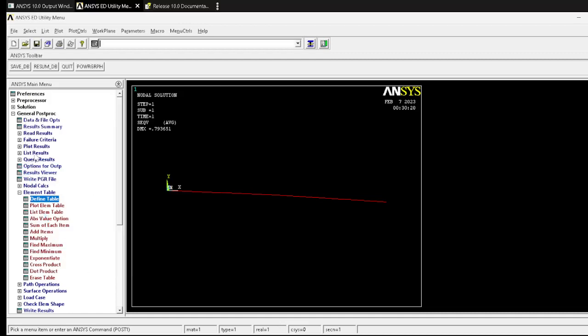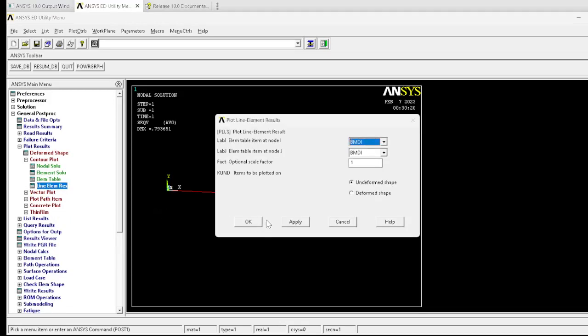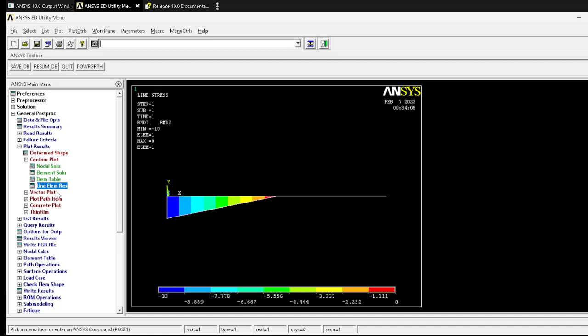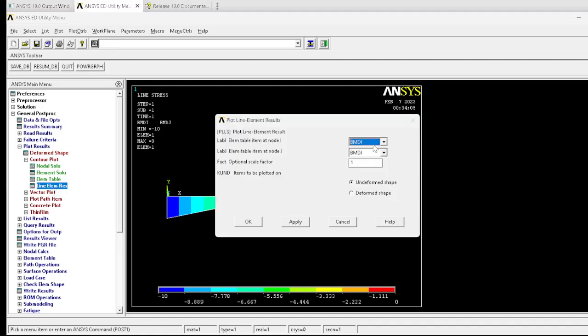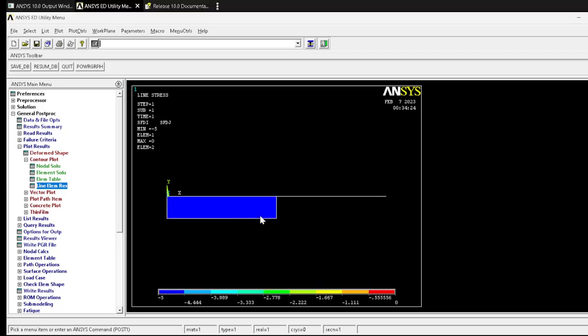To view this result we need to go to plot results, element table, line element table, select SMDI, SMDJ, press OK. Now this is the bending moment diagram. The maximum bending moment taking place here is minus 10 Newton mm meter. To view this shear force diagram, for I node SFDI, for J node SFDJ, press OK. That is 2 kilonewton. So keep this in mind, shear force in kilonewton or newton will be there. BMD either newton meter or kilonewton meter, newton mm will be there.